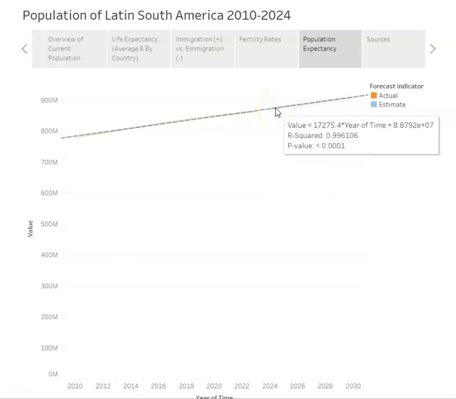On our final visualization, we see that South America is forecasted to see linear population growth over the coming years. The gray linear trend line shows a very low p-value, which indicates that it is statistically significant.